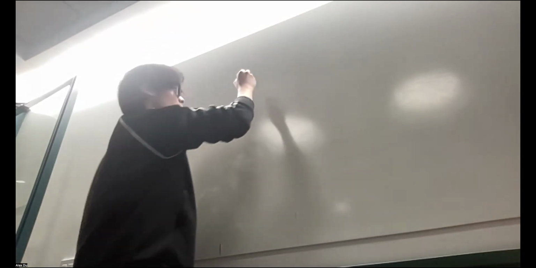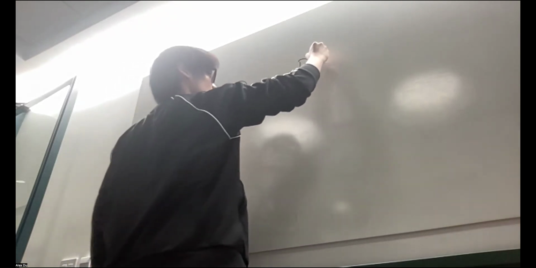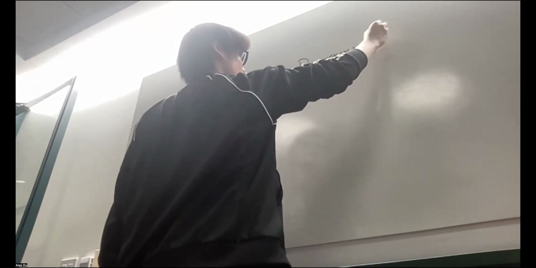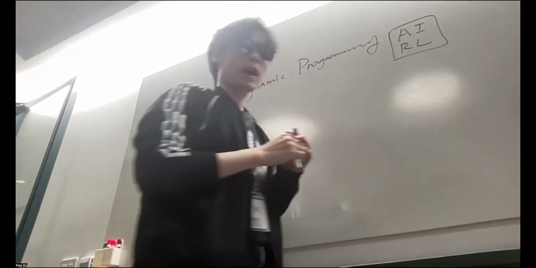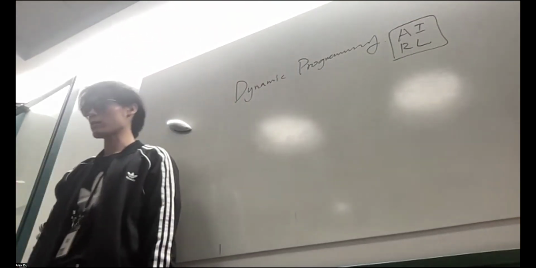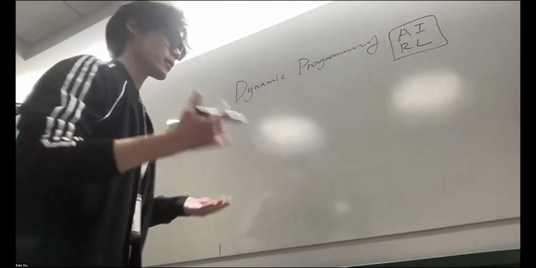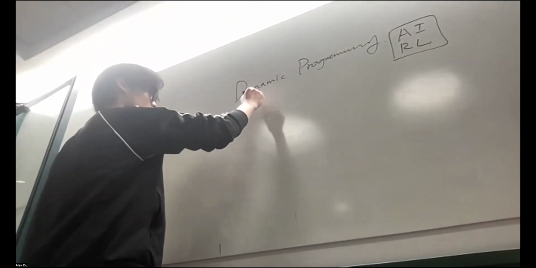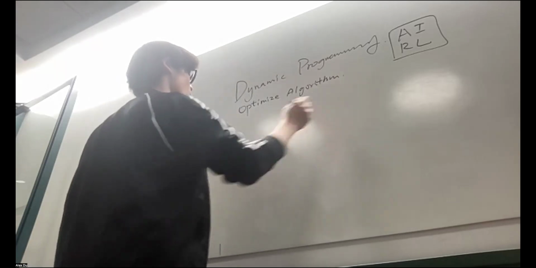All right, so dynamic programming, right? Can you see that, right? Here we go. It is dynamic programming. Programming is highly related to AI and RL. Why? It can optimize solutions. It can optimize the algorithm. Therefore, it can enhance the working efficiency rate. So this is the optimize algorithm.